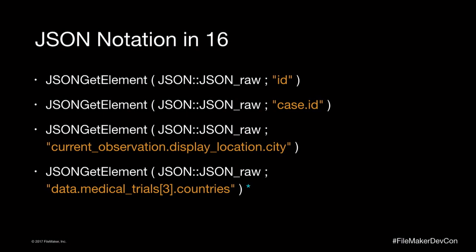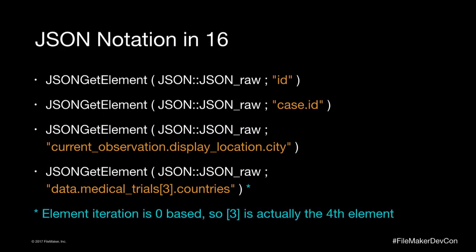We're talking about arrays. Arrays use square brackets. When we want to get the array out, we have to have a square bracket in there. So I have here data as the root object, dot as the next path down into the medical trials, which is an array. 3 indicates not the third value, but the fourth, because it's 0-based, so 0, 1, 2, 3. And then countries, which is the key inside that array. So again, element iteration for arrays is 0-based. Anytime you run into that issue with brackets, it's going to be 0-based for arrays.